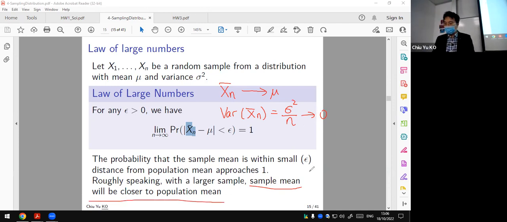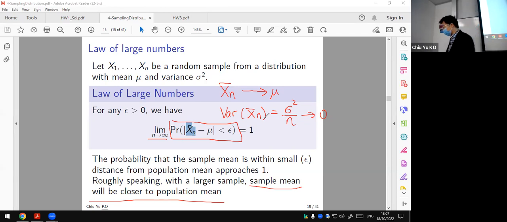Okay, and in terms of the definition, it is what we call the limit of the probability goes to 1. Okay, and I don't want to explain this expression, but essentially it's what I said. It's just like when n is very large, it's unlikely that the sample mean will be away from the true one.